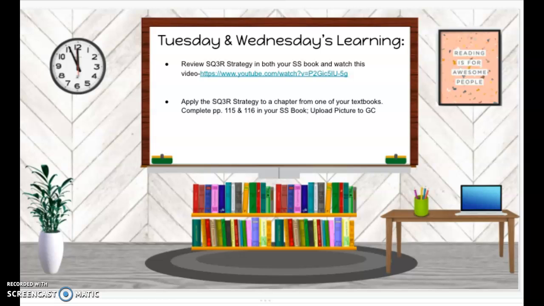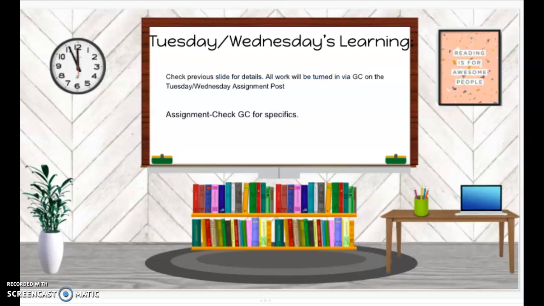You're going to do this for just one chapter in one of your textbooks that you're learning at home, or for another class here at MPHSAP. But remember, it's a nonfiction text that you're using. You're completing pages 115 and 116, and then you're going to upload that to Google Classroom. This is an assignment you can spread over Tuesday and Wednesday. The details are on the previous slide. I would suggest reviewing the strategy, watching the video, maybe getting a start, and then finishing on Wednesday. There's just going to be one assignment post on our Google Classroom page.